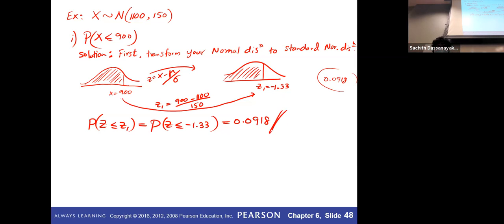Clear? I forgot to use notations. Using the same notation, do you remember? Probability of capital X less than or equal to, in this case, 900. In the middle, minus mu divided by sigma, less than or equal to, and so on. Okay, you can replace this using my notation. That's fine. Clear? Questions?